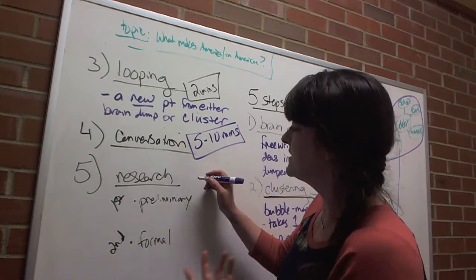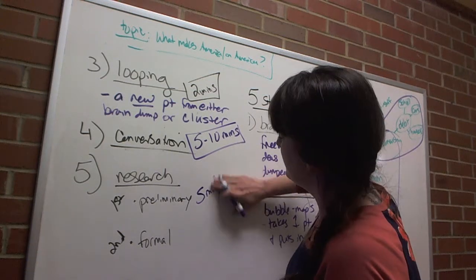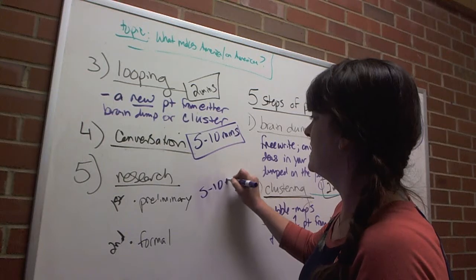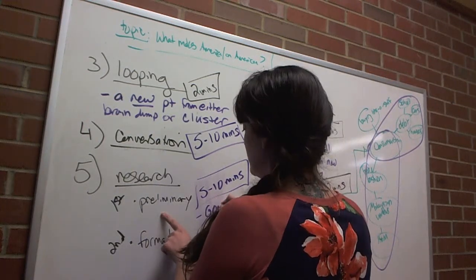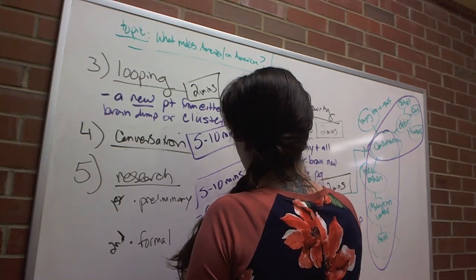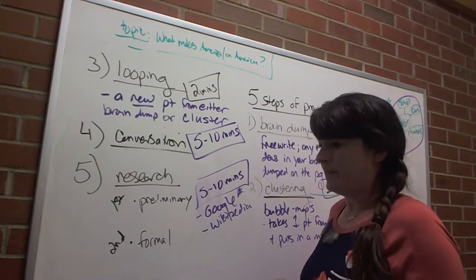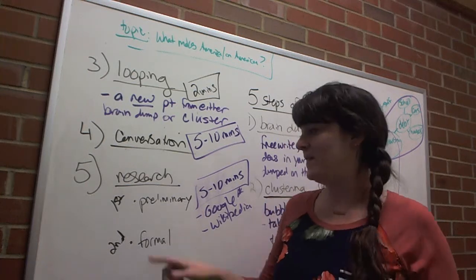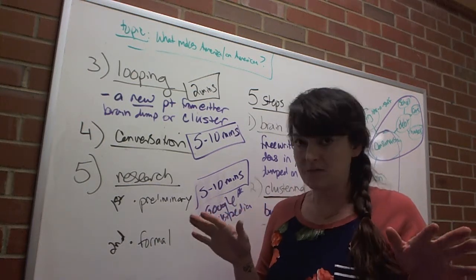All right, so research is kind of the same thing. Preliminary research is 5 to 10 minutes. And what we mean by preliminary, y'all, is Google and Wikipedia. Typically just Google. So when you're dealing with, say, a topic like what is American, then you literally pull Google up, and this is preliminary research, right? So this is what you do first. No pressure, doesn't have to be scholarly.